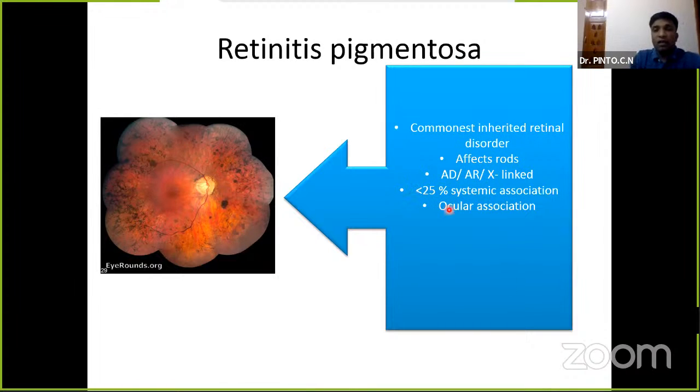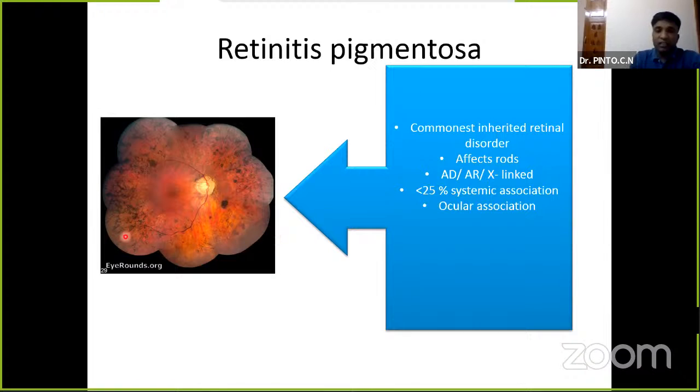What other ocular features? This question was asked in our fellowship exam. What are the other ocular associations with retinitis pigmentosa? You should know that it can cause keratoconus. Then you have posterior cataract, at least for the UG level, posterior subcapsular cataract, then myopia, then cystoid macular edema. These are the four important things seen in a case of retinitis pigmentosa.